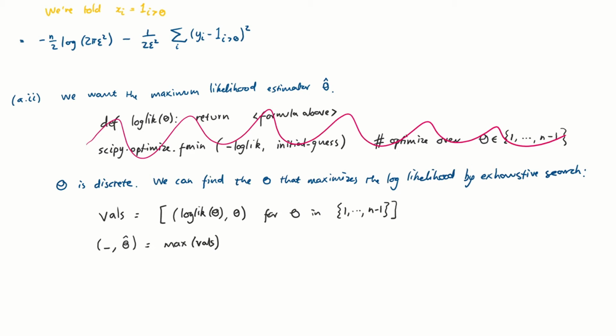It's really easy to just brute force optimize over a finite set like this. We can just do an exhaustive search. We look at every possible value for theta, and then we just pick the one that gives the highest log likelihood.